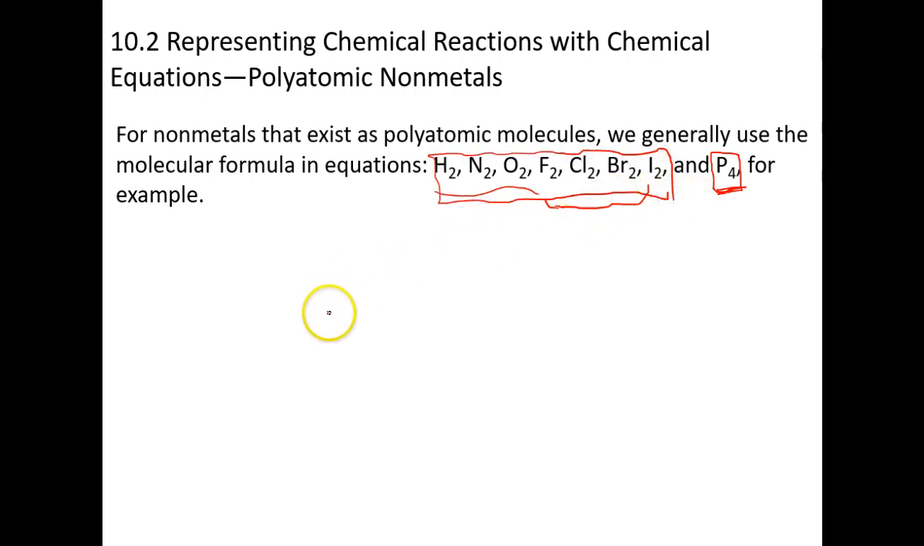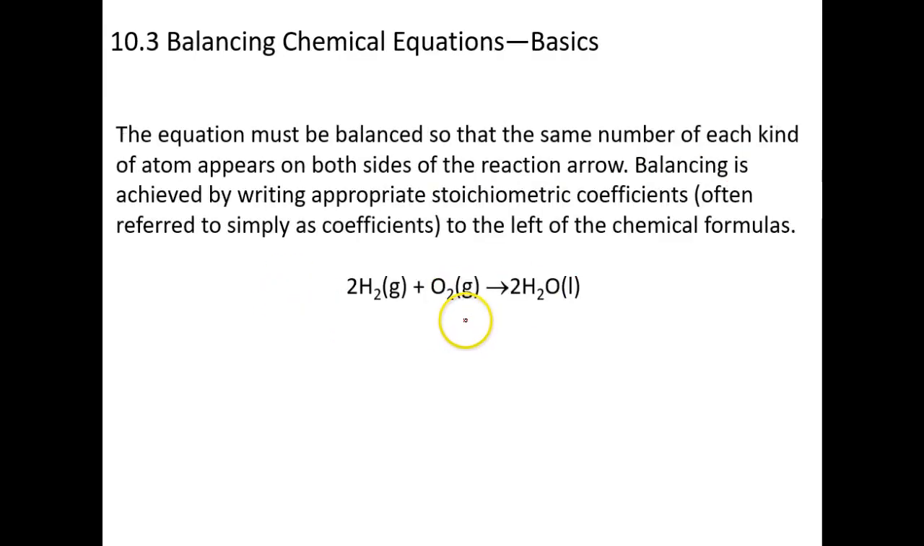So if we have, I don't know, magnesium react with oxygen, the element oxygen is O2, and you form magnesium oxide. Now, balancing, which we haven't talked about yet, this is how the balancing would occur, but I believe in the next slide we talk about balancing.